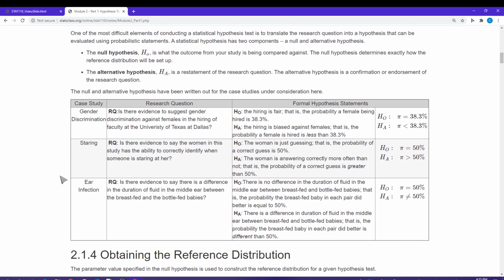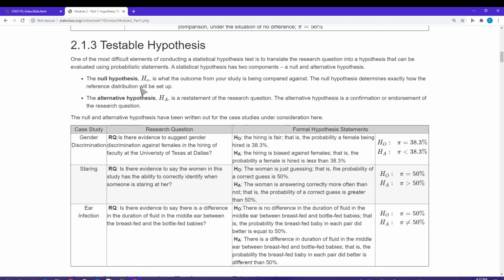Okay, let's talk about the hypotheses that actually get stated when we do our investigations. We have two of those. We have the null hypothesis and we have the alternative hypothesis. The null hypothesis is how the reference distribution is set up. So that determines how the reference distribution is going to be set up. That's called the null hypothesis.